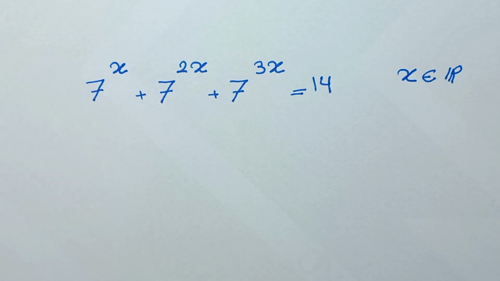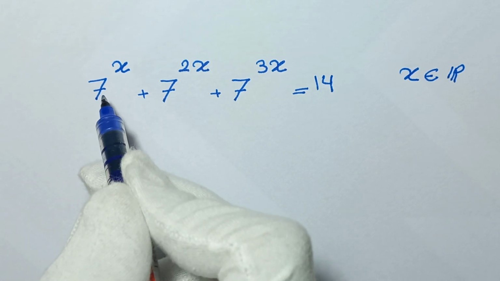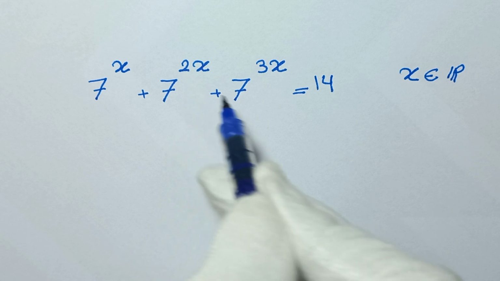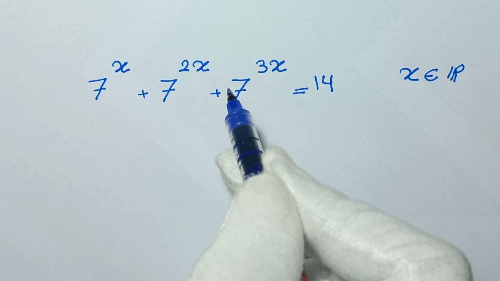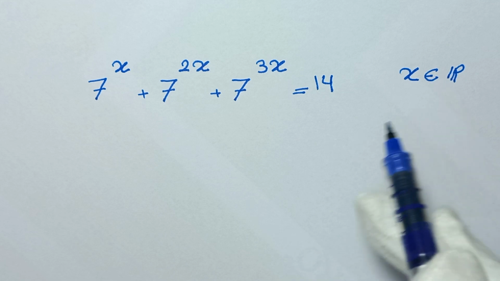Hello my friends, welcome to solve this math problem, which is 7 to the power of x plus 7 to the power of 2x plus 7 to the power of 3x is equal to 14. To find the value of x, where x is an element of the real numbers.